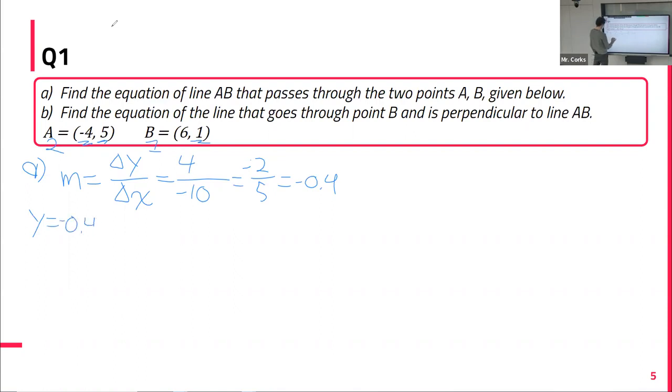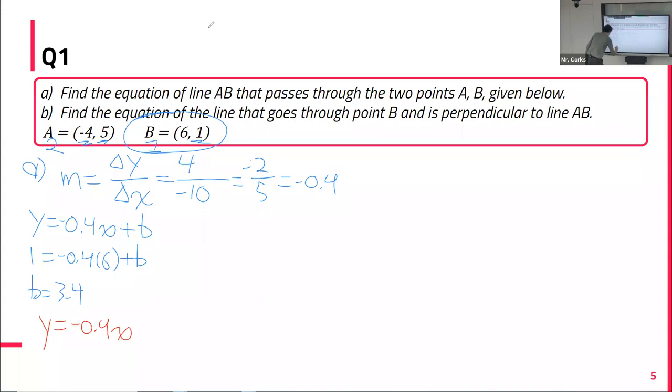All right, so we have our slope here, negative 0.4x plus b. We don't know what b is, so we substitute in one of these points. Let's use this B here. So 1 equals negative 0.4 times 6 plus b. So b is equal to 3.4. Okay, so then we have our equation here, y equals negative 0.4x plus 3.4.